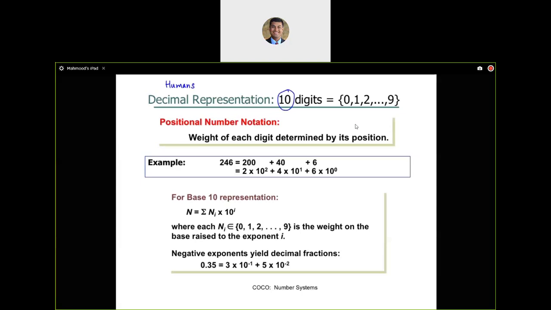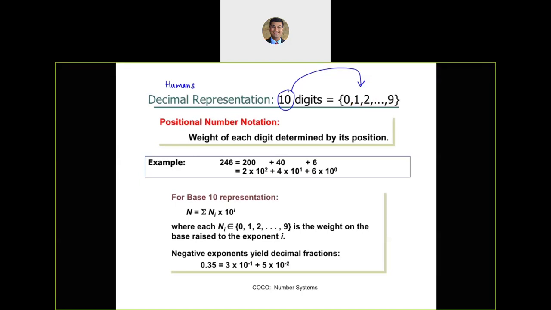The number 10, because the decimal number system has 10 symbols. What are those symbols? 0, 1, 2, 3, and so on up to 9. So any number in the decimal number system can be represented as a combination of any one of those 10 symbols. That's why we call it a decimal number, and decimal means 10.